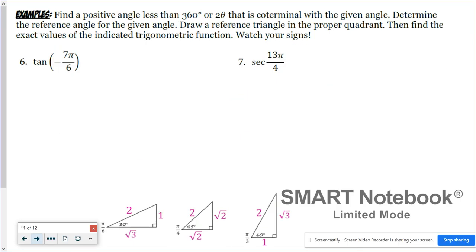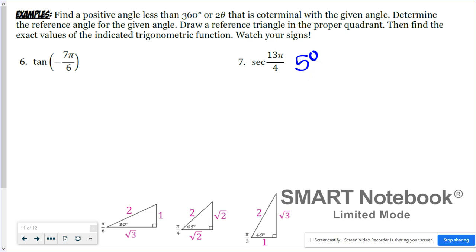We've already done number 6. That's what we started with. So that brings us to number 7, 13 pi over 4. Radians. So I think we should convert that into degrees. And so I'm going to do that, and I get 585 degrees. You think that's too big?